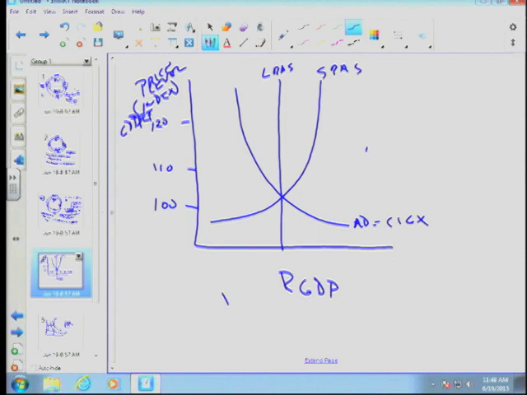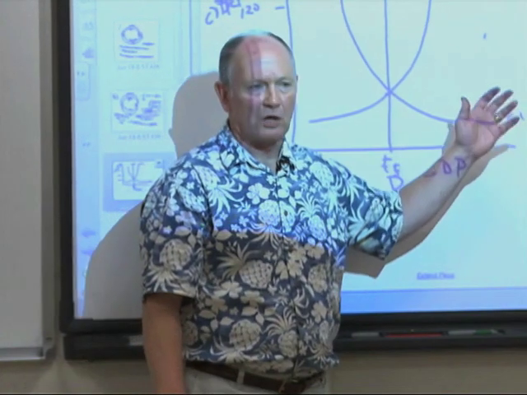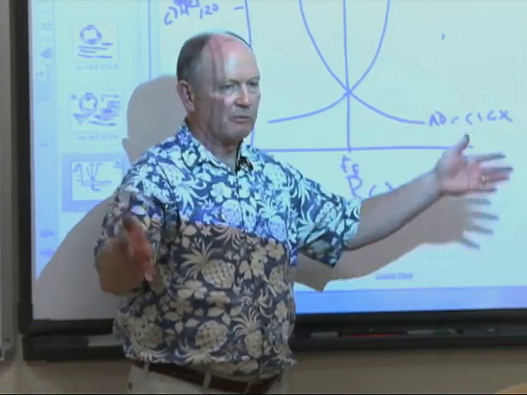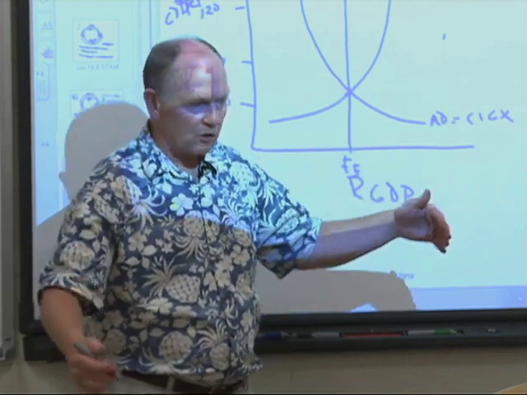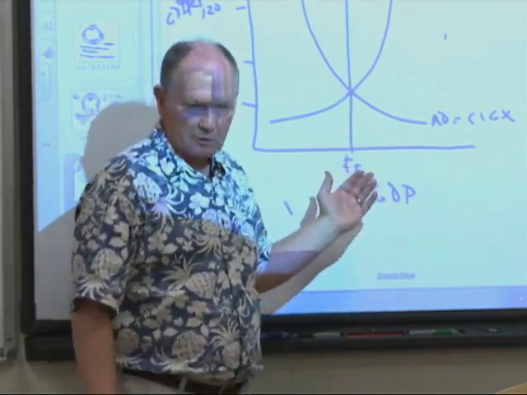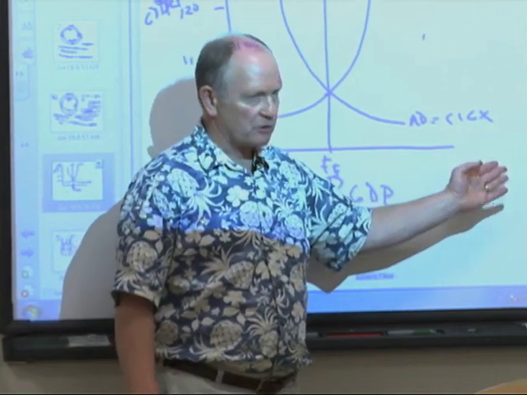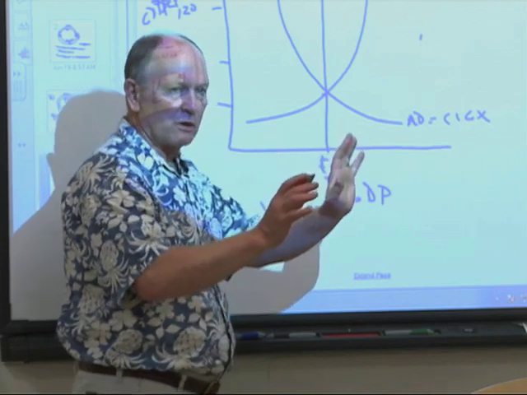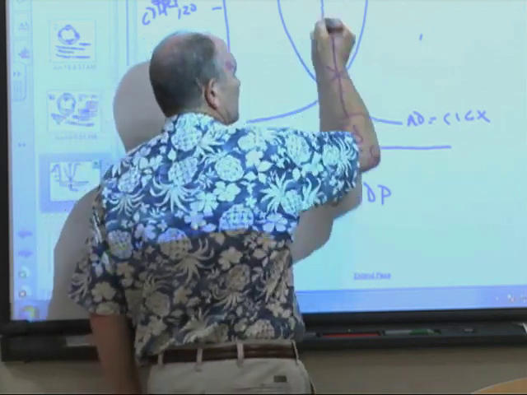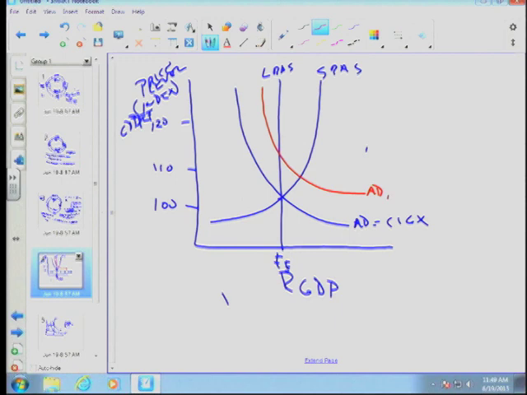If we start here, this is the full employment level of real GDP. Let's say that the economies of Western Europe, Japan, Australia, South America, whatever, begin to grow. People in these countries get richer. Not only will they buy more of their own goods, but they'll buy more of ours also. So net exports increase. At every possible price level, we are selling more. So aggregate demand now shifts out.